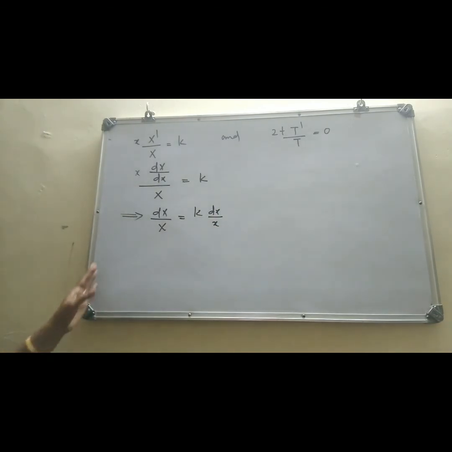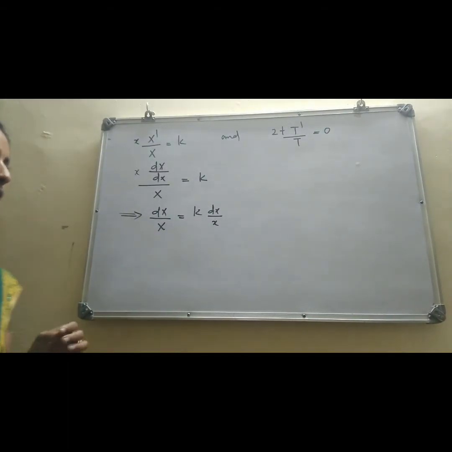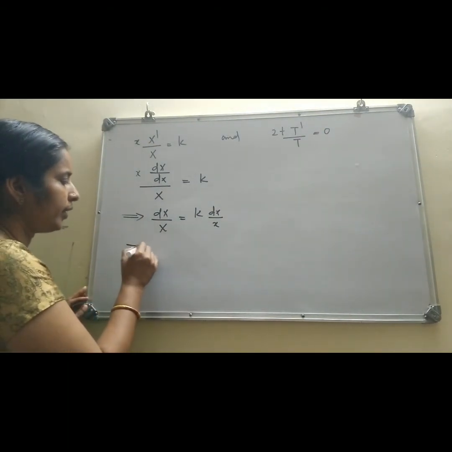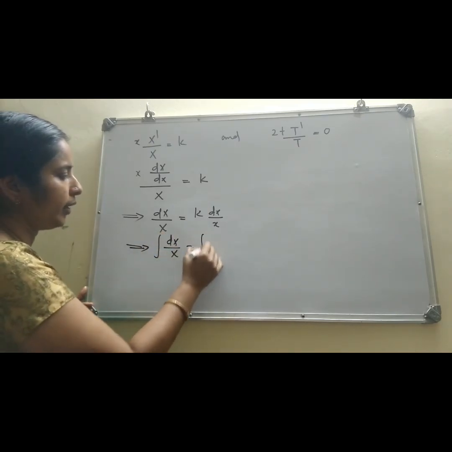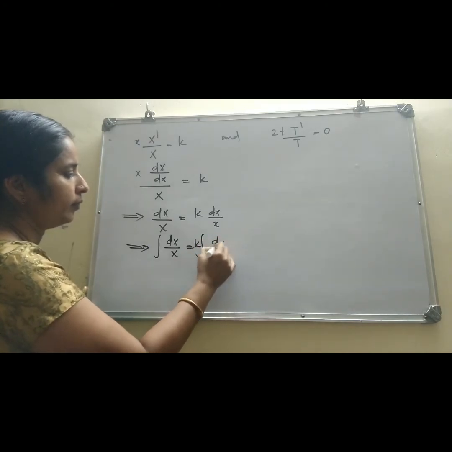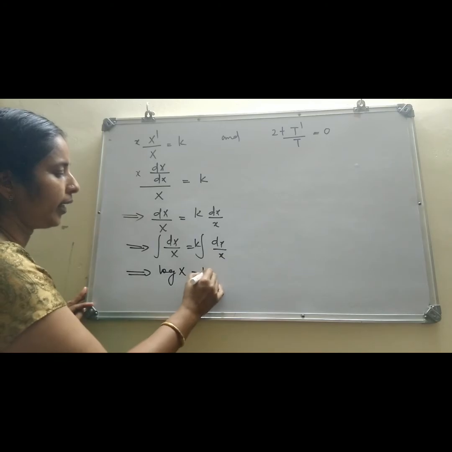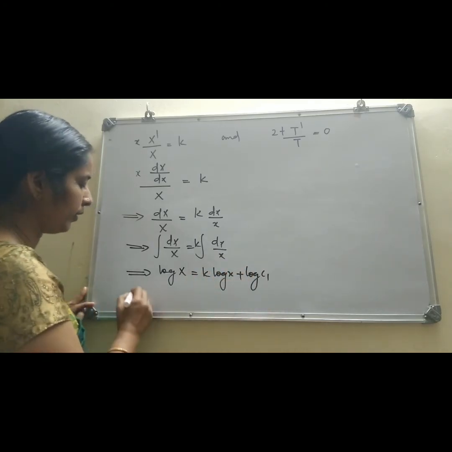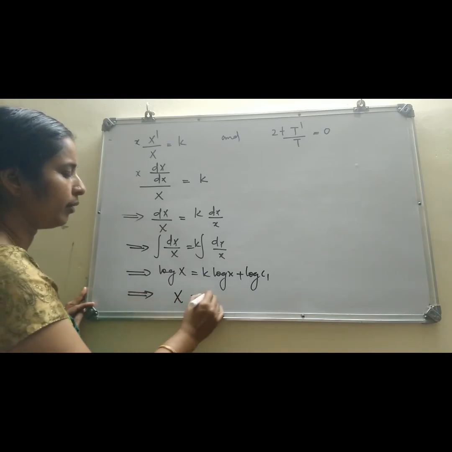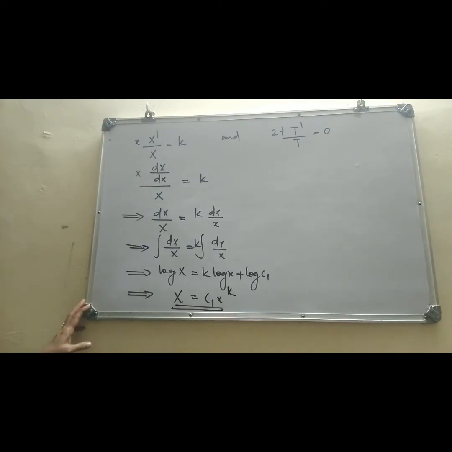Now see, it is in variable separable form. So by direct integration you will get the solution. So which implies integral dX/X is equal to k integral dx/x, which implies log X is equal to k log x plus constant, let it be log c1. So which implies X is equal to c1 x raised to k. That is our capital X.